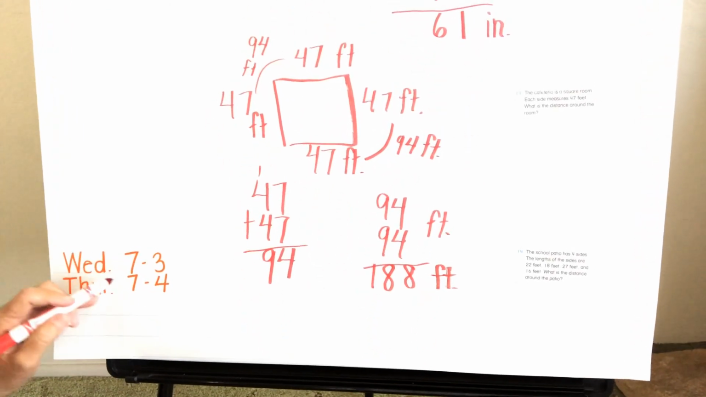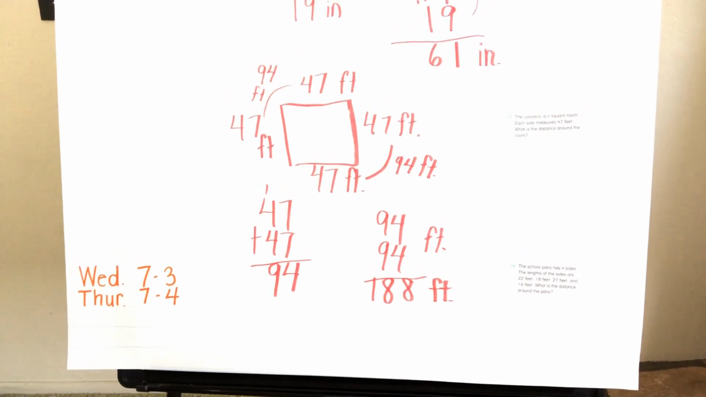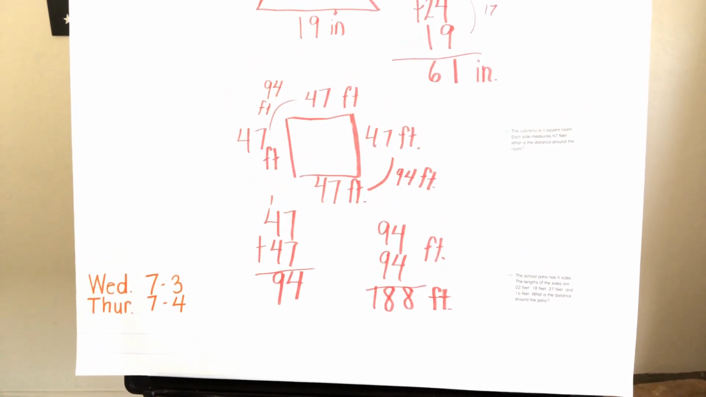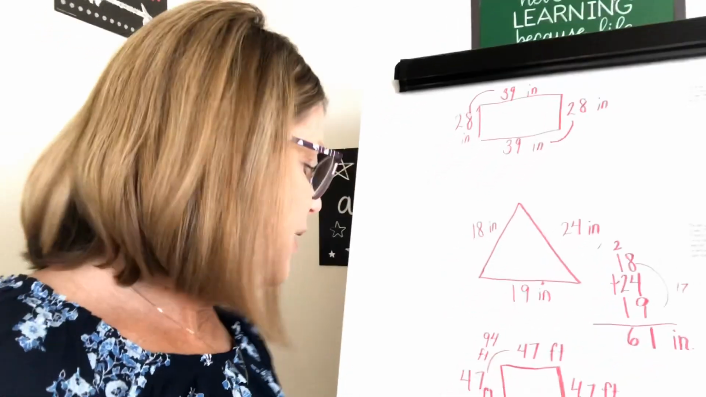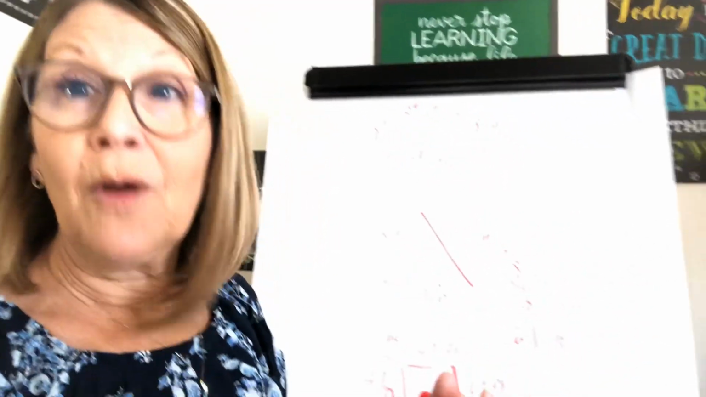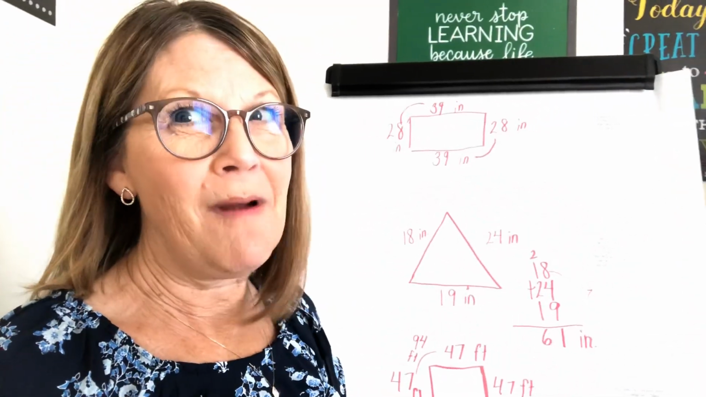Okay, friends, you are now going to go to lesson 7-3 in Think Central and go ahead and do those word problems for today. And then tomorrow for math, there won't be a video because we covered all of it today, but you'll be doing more of the perimeters tomorrow, Think Central, lesson 7-4. You guys got this.